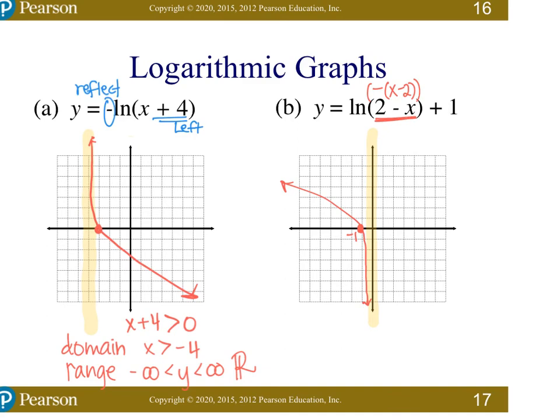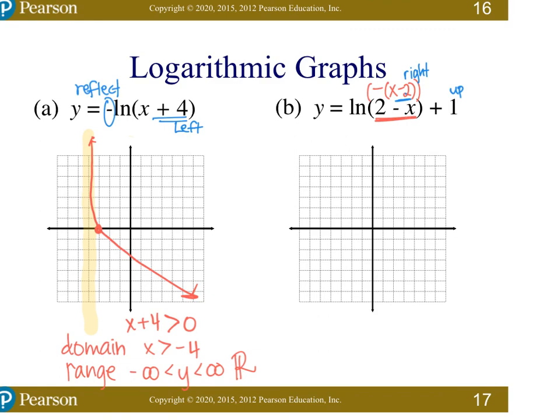Then I want to translate this graph, and because of the minus 2, that's going to go to the right. And so I want to move my asymptote, and I want to move the graph itself to the right and up. So let's get ready to move the graph to the right 2, and also move the graph up 1.